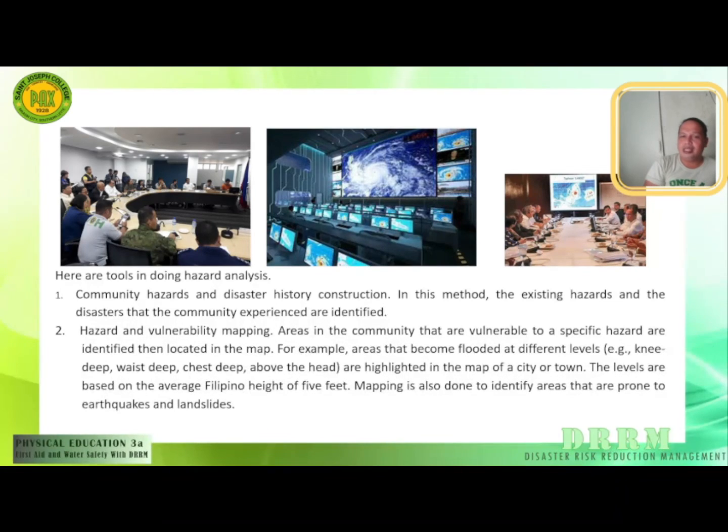Two, hazards and vulnerability mapping. Areas in the community that are vulnerable to a specific hazard are identified, then located in the map. For example, areas that become flooded at different levels, like knee deep, waist deep, chest deep, above head, are highlighted in the map of a city or town. The levels are based on the average Filipino height, 4 feet or 5 feet. Mapping is also done to identify areas that are prone to earthquakes and landslides.